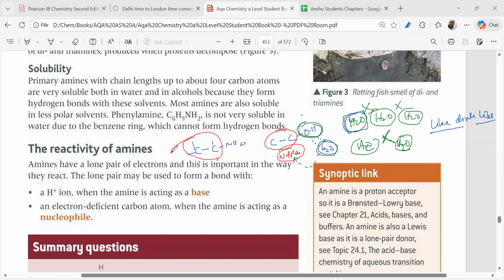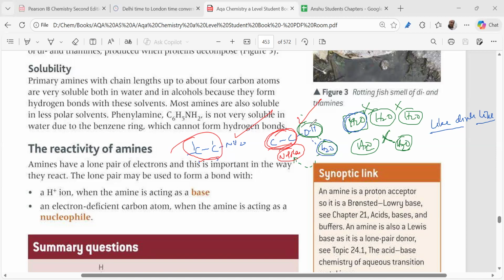So if you increase the number of chains, what happens? The solubility will decrease for amines as well as for alcohols. Why? Because the non-polar tail increases. Thus, the maximum amount of the molecule will be in the undissolved state. Did you get my point over here? So that's a very important portion we have to know.